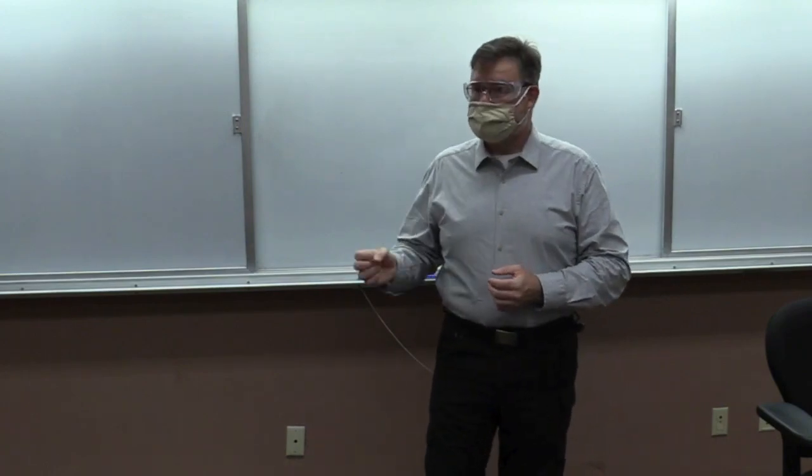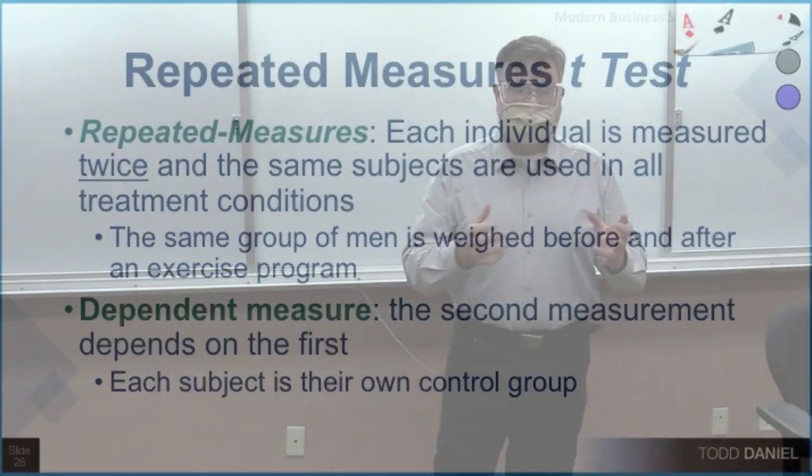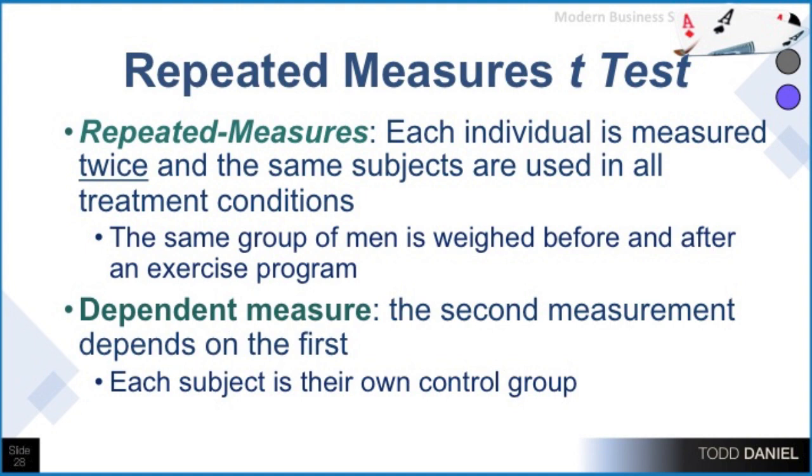We use the same subjects across the research, and an example might be we have a group of men who are weighed before and after an exercise program. These are called dependent measures as opposed to independent. Remember, we did independent samples t-test. These are dependent measures because the second measure depends on the first.